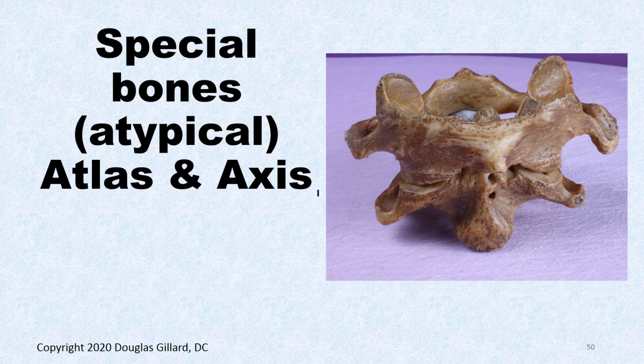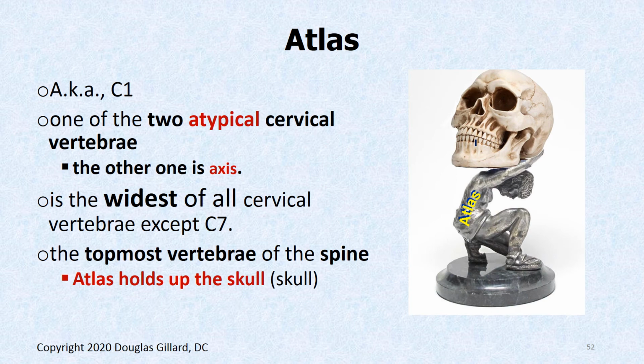Alright, let's look at atlas and axis again. We've talked quite a bit about this. Here's the atlas, of course, and axis. What's this right here? What's peeking over the anterior arch? That's the dens behind there, or the odontoid process. So atlas is one of the two atypical. Atlas and axis are definitely weird, so they're atypical. Atlas is the widest of all the cervical vertebrae except for C7. It articulates with the skull. It's the topmost bone. It's also C1.